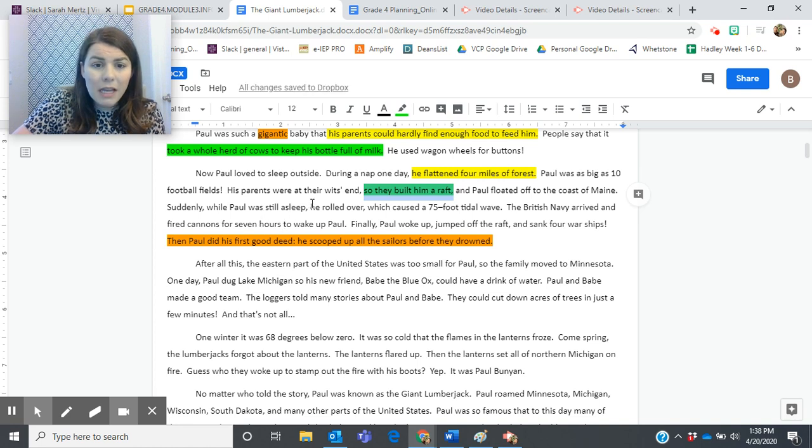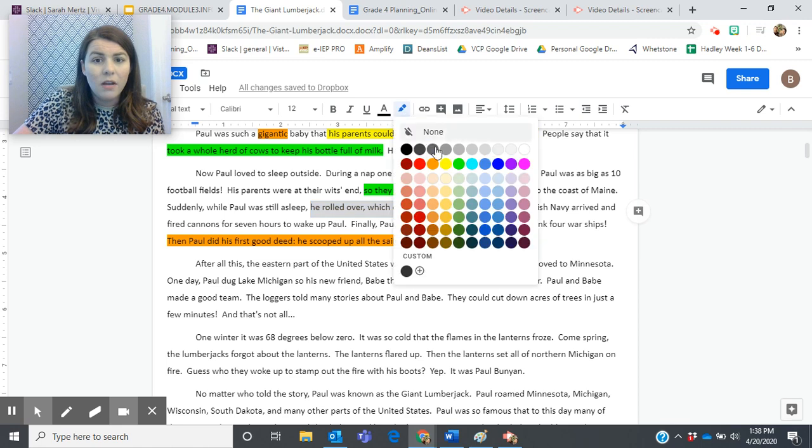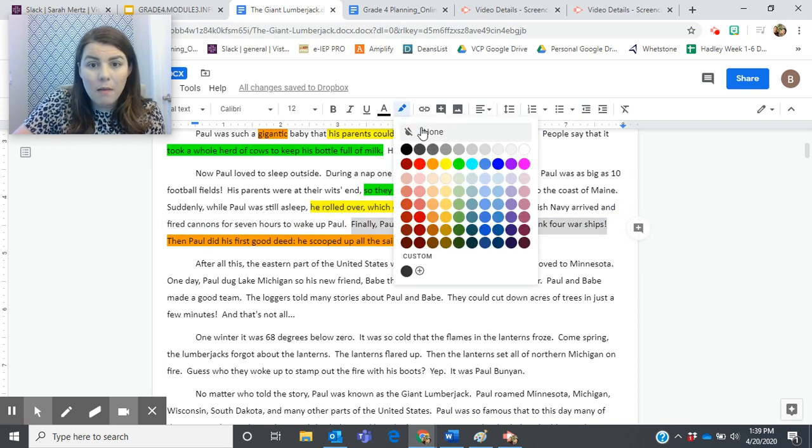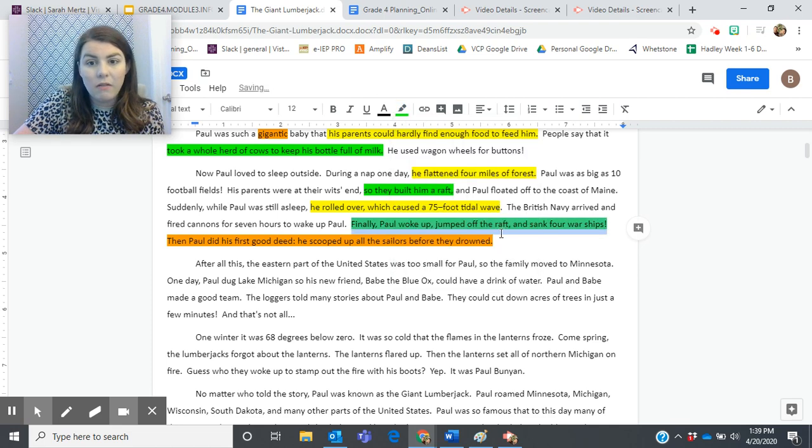But when he was asleep, he rolled over and that caused a huge tidal wave. When he did that, they then had the British Navy come to try to wake him up. And when they woke him up, he jumped off the raft and he sank 4 warships. A lot of problems and a lot of attempts to resolve here.